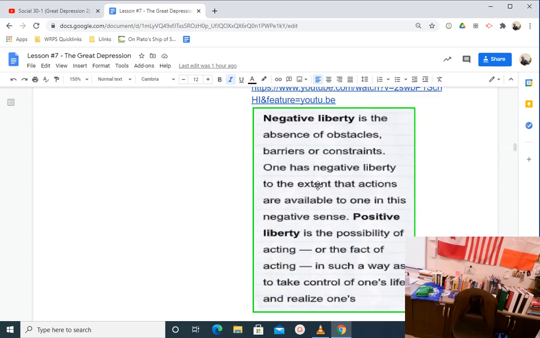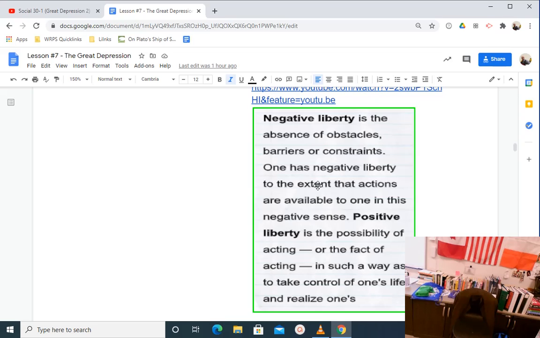And another way to see what's happening here is to look at it as the difference between negative and positive freedom. And this is something key for multiple choice. Classic liberalism is, as we've talked about, freedom from. Modern liberalism is freedom through. So negative liberty is the absence of obstacles. One has negative liberty to the extent that actions are available to one in this negative sense.